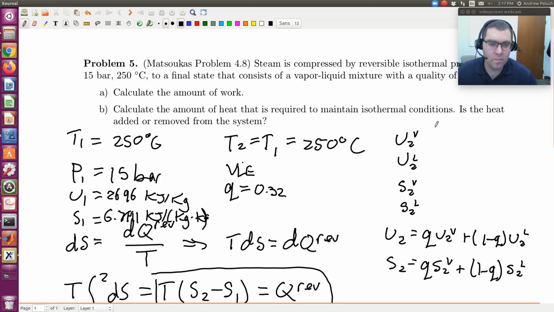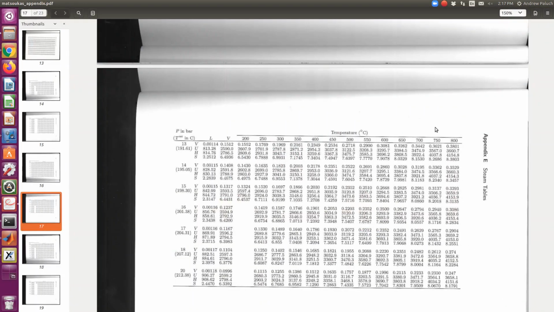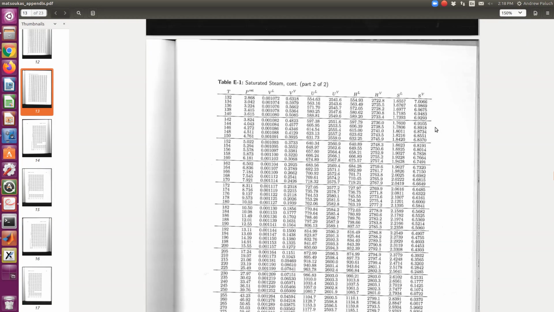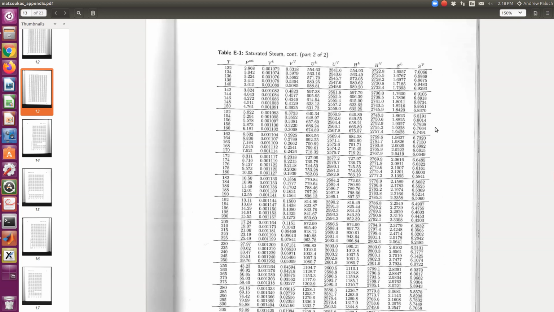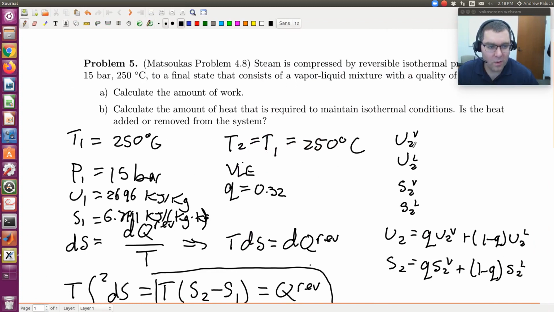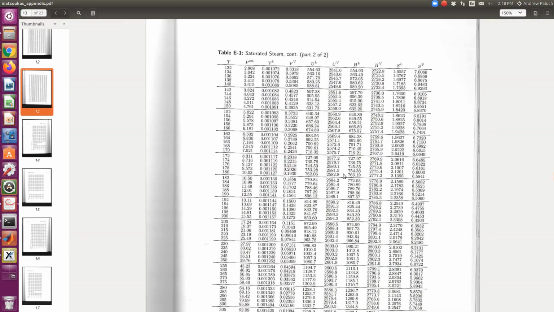All right, now state 2. Okay, 250 degrees C. I'm going to go to my saturated steam tables, hoping 250 is on here. And all right, it's my lucky day, 250 degrees is on here. So let's get U of my liquid, 1080.7 kilojoules per kilogram. U of my vapor is 2601.9.